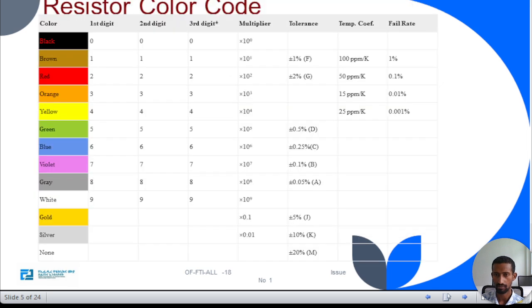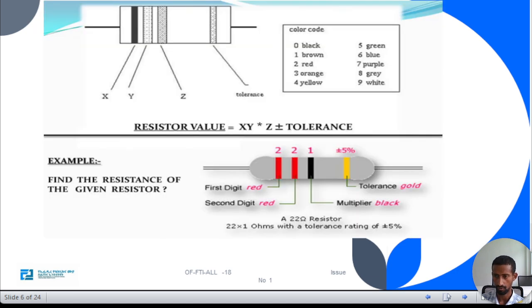Red means 2. The second band is again red, so 22. The multiplier is black, and black means 10 to the power of 0. So this value is 22 ohm with a tolerance of plus or minus 5%. So if the resistor has 3 or 4 bands, you can easily get the value of the resistance by using this formula.